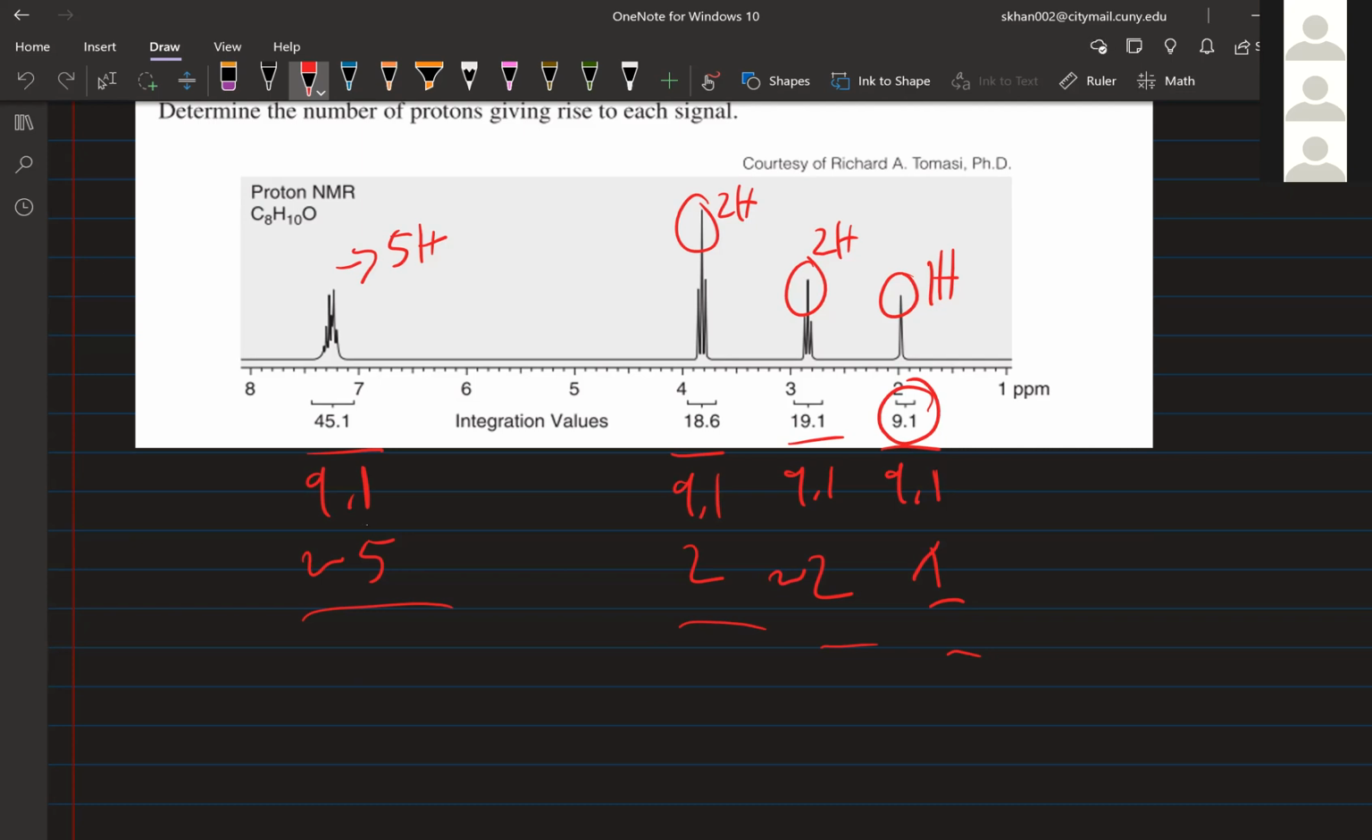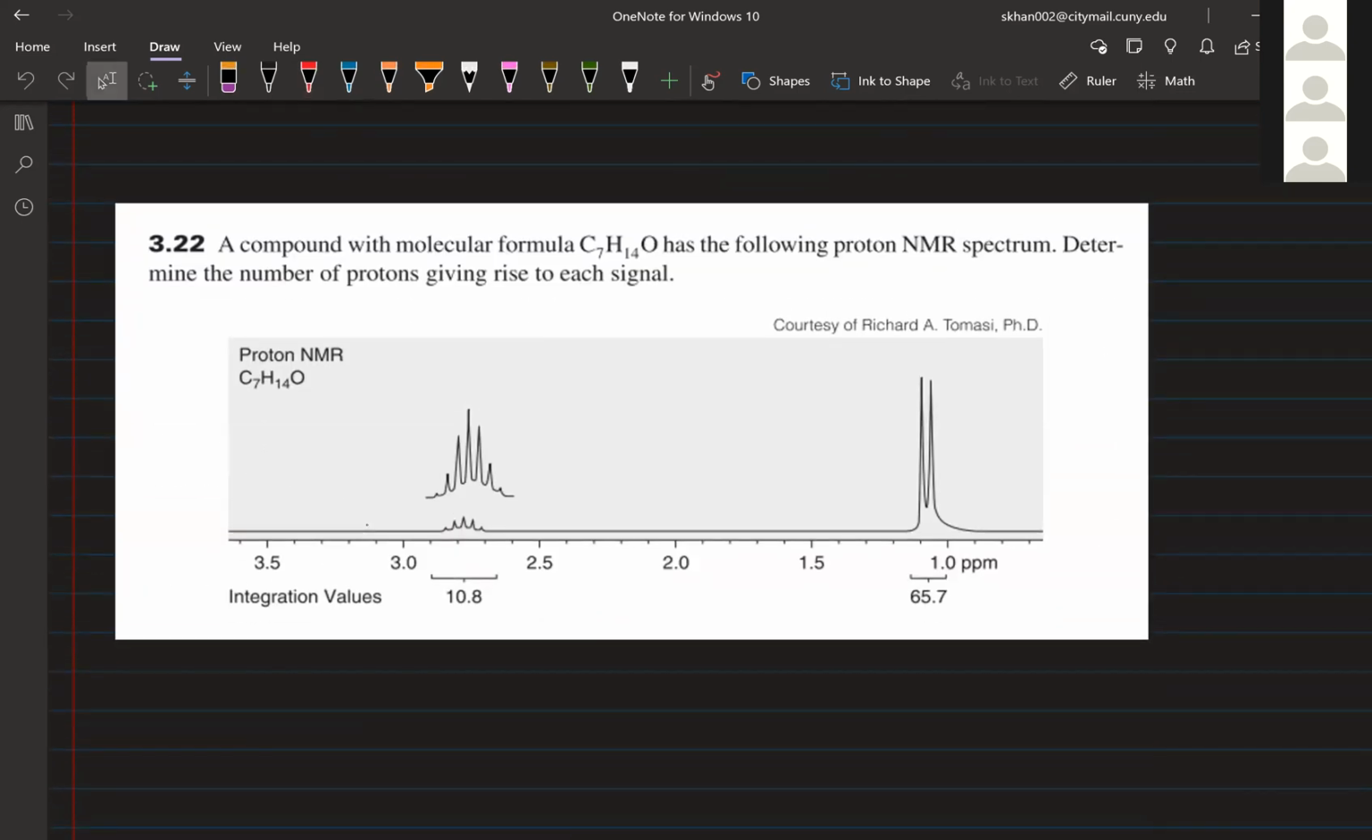Okay, so let's go down here. A compound with the molecular formula C7H14O has the following NMR spectra, right? Determine the number of protons giving rise to each signal. So the lowest value here is 10.8. So 10.8 is 1, and then 65.7 divided by 10.8, right? So we could say this is around 66 divided by 11. So how much is this then? 6, right? So we have 1 proton here and 6 protons here.